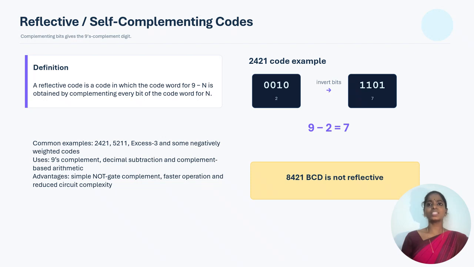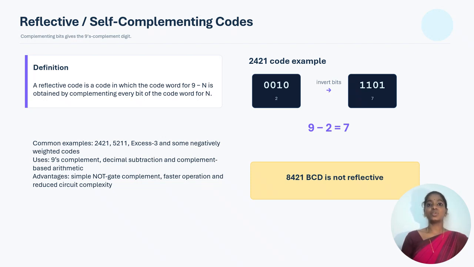A code is reflective when the code of 9 is the complement of the code for 0. The code for 8 is the complement of the code for 1. And then the code for 7 is the complement of the code for 2 and so on. Example, 2421 reflective code. Examples for the reflective or self-complementing code include 2421 code, 5211 code, XS3 code, some negatively weighted decimal codes.